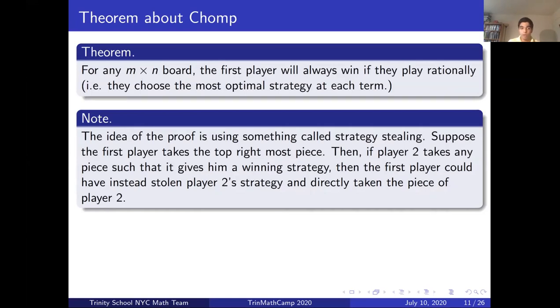You want to suppose that the first player takes the top rightmost piece. I hope you guys are playing it. And you can show something about what player 2 does: if player 2 takes some piece, then player 1 could have just taken that piece in general. I'll give you another additional hint, try and use a contradiction. Yeah, and we'll go over this problem very soon.